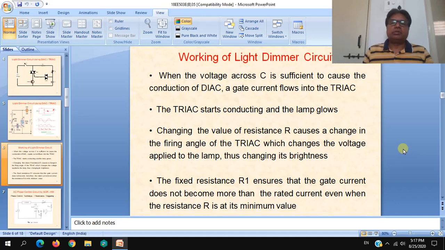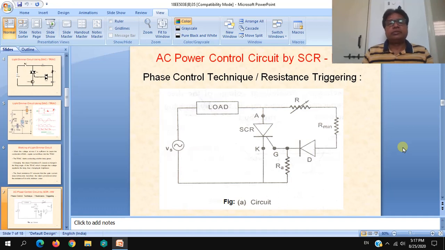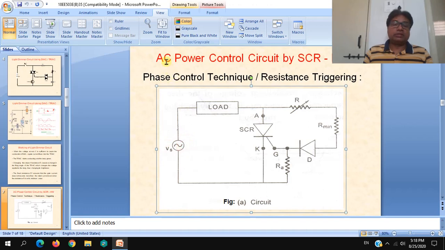And that is all about the working of the light dimmer circuit. And next we will switch over to the other aspect, the AC power control circuit by SCR. As we have seen in the slide previously, power controls, we are going to discuss the design and operation of power control circuits by using SCRs, again when the supply is AC and also DC.